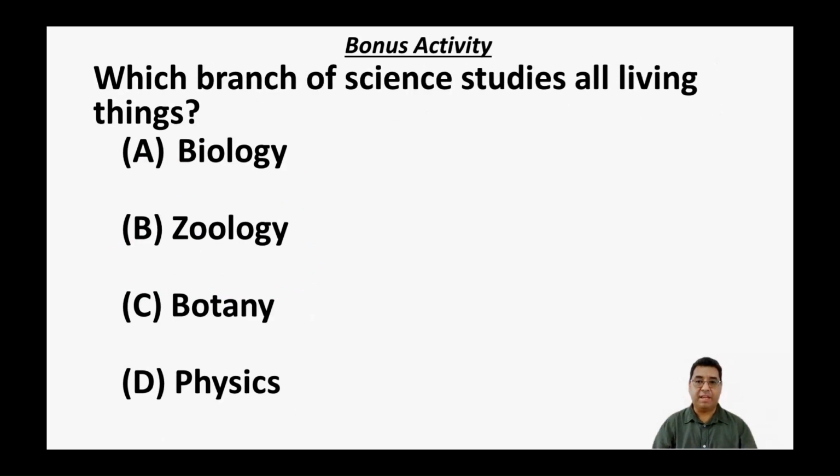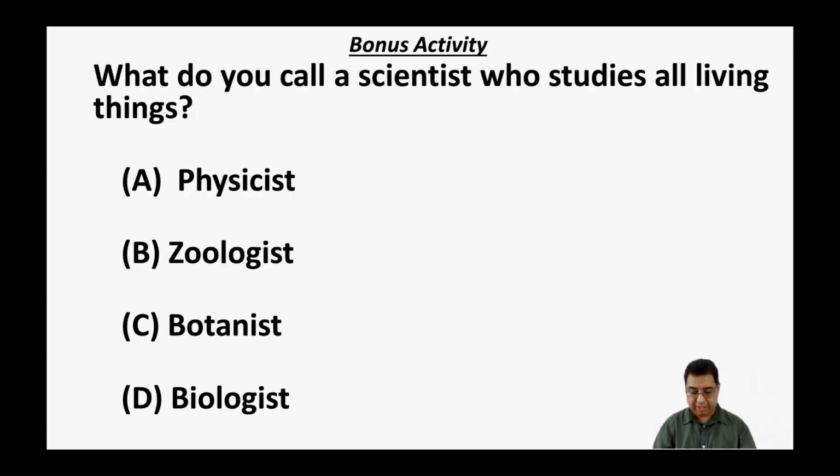Which branch of science studies all living things? A, biology, B, zoology, C, botany, or D, physics? That's right, A, biology. What do you call a scientist who studies all living things? A, a physicist, B, a zoologist, C, a botanist, or D, a biologist? That's right, it's D, biologist.